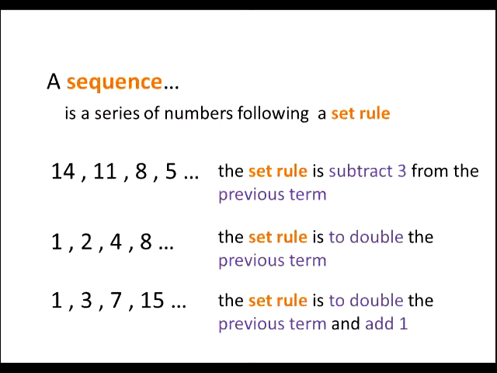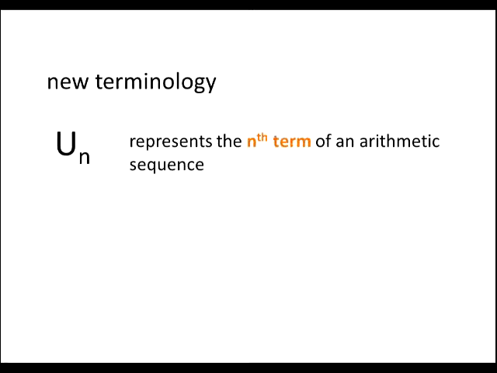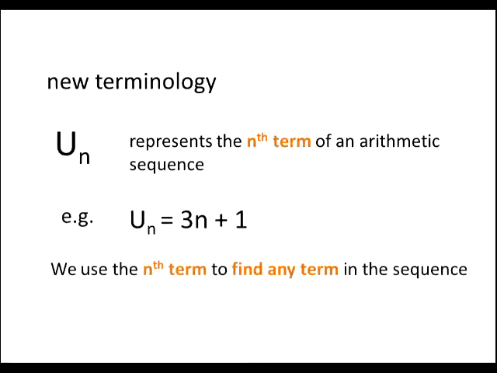Okay, pretty simple stuff. So what we need to do is introduce this new terminology. If we see this UN, that's how we're going to now write the nth term. Instead of writing the words nth term, it's much easier to write UN. For example, if the nth term of some numbers was 3n plus 1, the 3 times table but 1 more, we just write UN equals 3n plus 1. And it definitely makes it easier to find any term in a sequence.